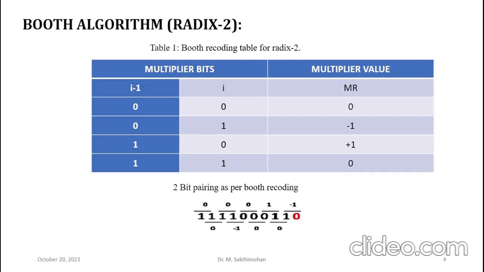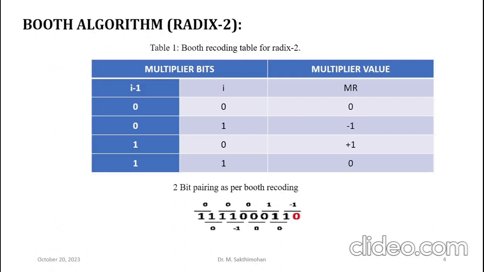Let me clarify things. First we take the multiplier bits as 1 1 1 1 0 0 0 1 1. Now we are going to reduce these multiplier bits with the help of the Radix 2 algorithm. Before starting the reduction, initially you have to add a 0 at the LSB, the least significant bit, which is shown in red color. Once you add a 0 at the LSB, next we apply the Radix 2 algorithm with the help of the above table.